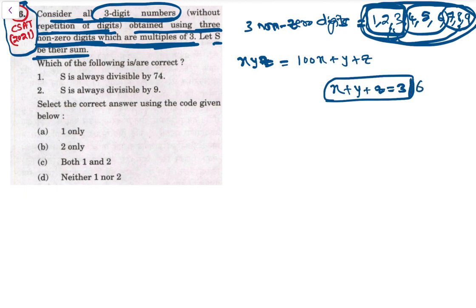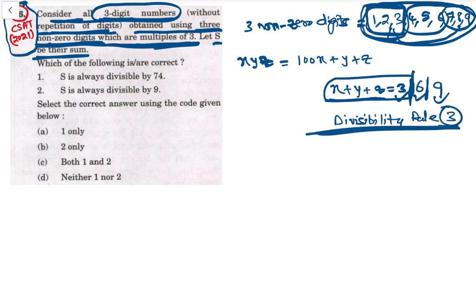x plus y can be 3, 6, 9. When x plus y plus z is equal to 3 or 6 or 9, then only these numbers are multiples of 3. We have seen this in the divisibility rule. The divisibility rule of 3 says the sum of the digits has to be a multiple of 3, 6, 9, 12 and so on. So x plus y plus z should be either 3, or 6, or 9, or 12.